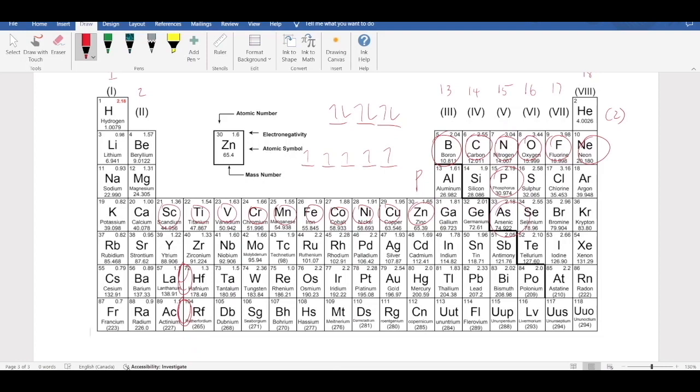But if we were to do the f's, it will be 1, 2, 3, 4, 5, 6, 7. And how many can fill? 1, 2, 3, 4, 5, 6, 7. Just double that, so you get 14. That'll be the maximum for the f's.